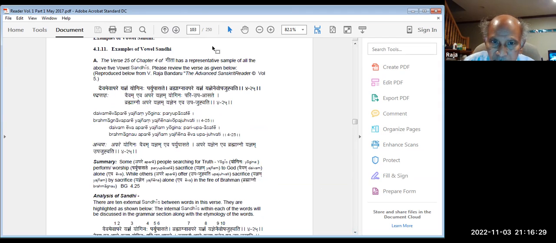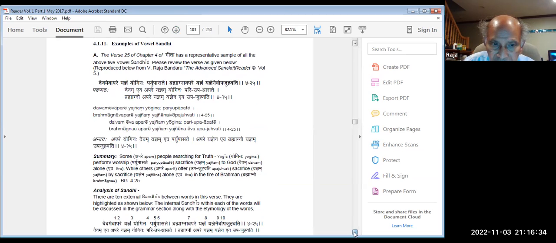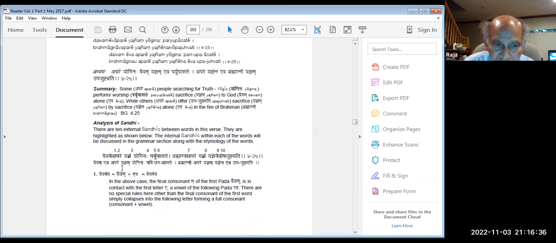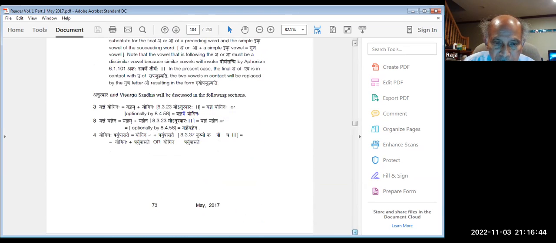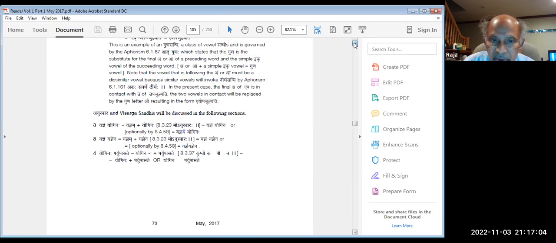Let me go through this, and each sloka, each sandhi is numbered, and I explain the sandhi with Panini rules. Then I take Yagnam Yoginaha. Here the Makara changes to Anuswara. So these are explained there, and every sloka is taken.